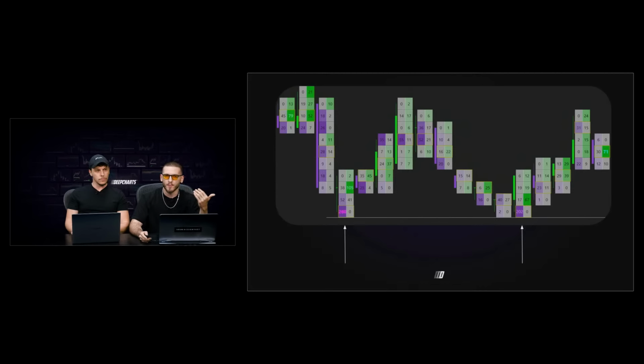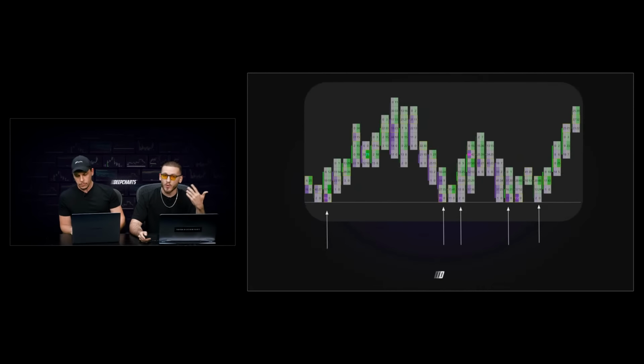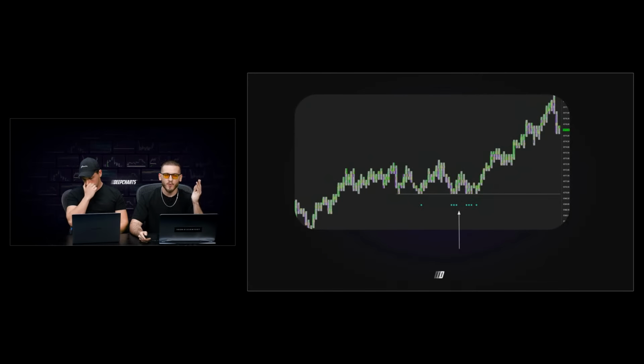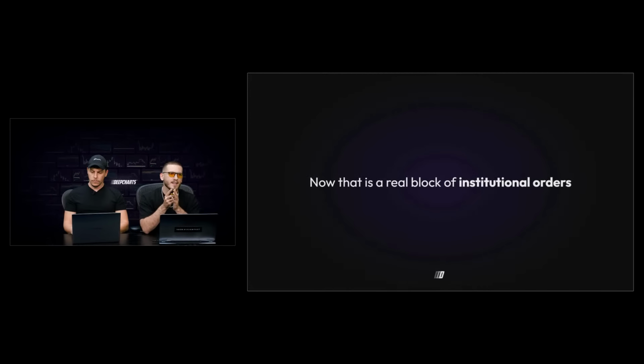This is called absorption. This is called an iceberg order. This is an institutional order flow pattern that you can see with order flow. It bounces once, twice, thrice, 4 times, 5 times, 6 times, and goes up for the rest of the session. And we have an indicator that spots these walls of big orders, and these are real blocks of institutional orders.